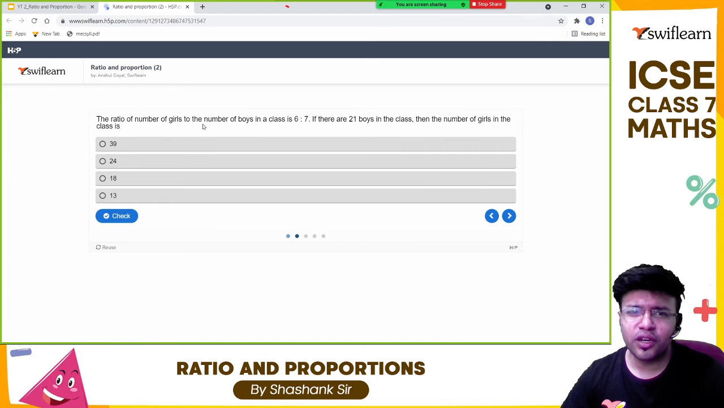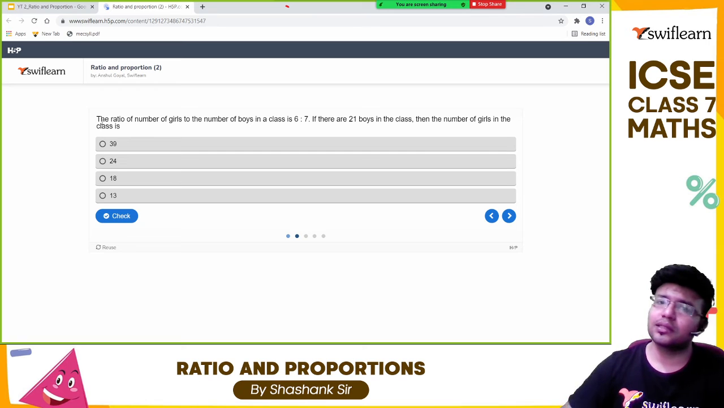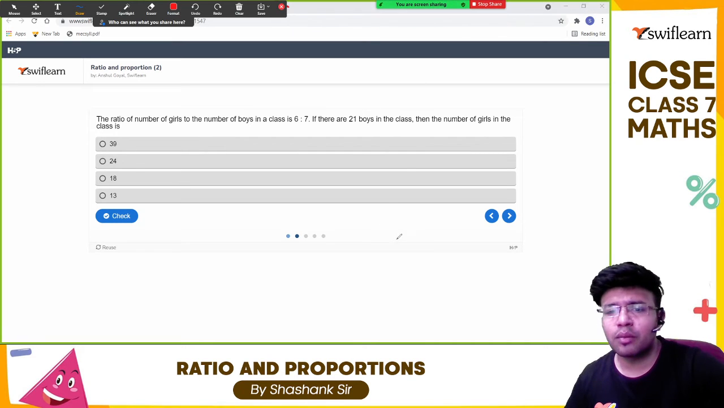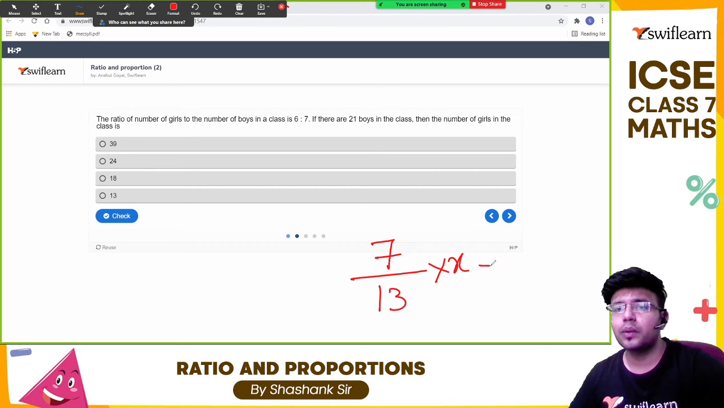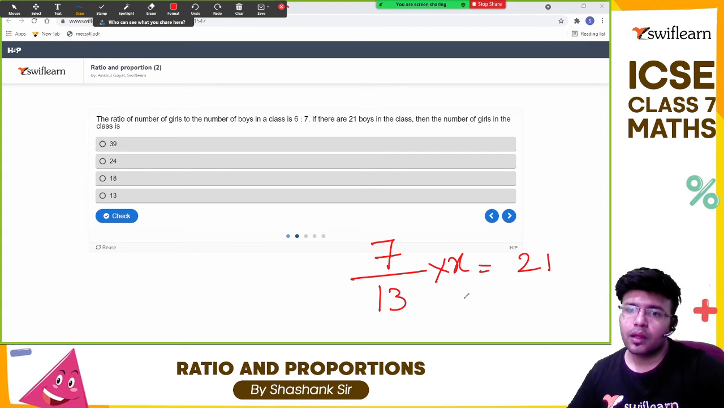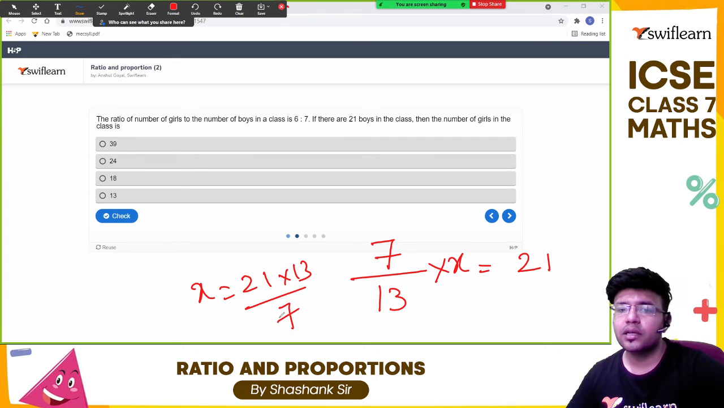The ratio of number of girls to number of boys in a class is 6 is to 7. If there are 21 boys in a class, then find the number of girls in the class. Let the total number of students in the class be x. So the number of boys is 7 by 13 into x is equal to 21. Okay, so x is equal to 21 into 13 by 7. 7 ones are 7, 7 threes are 21, 13 threes are 39.